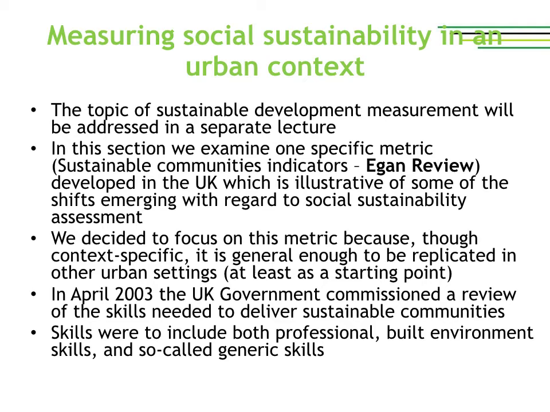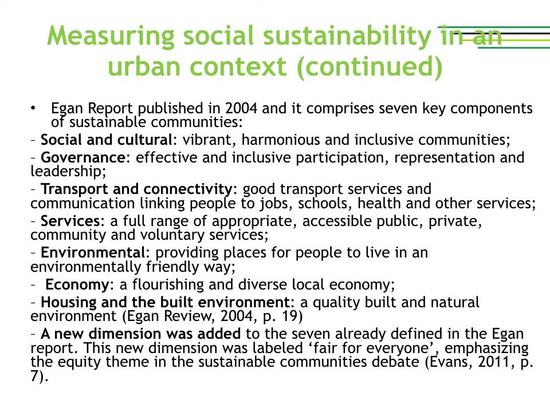How did we get to this Egan review? In April 2003, the UK government commissioned a review of the skills needed to deliver sustainable communities. Skills were supposed to include both professional but also built environment skills and so-called generic skills. The Egan report was published in 2004 and it comprises 7 key components of sustainable communities.